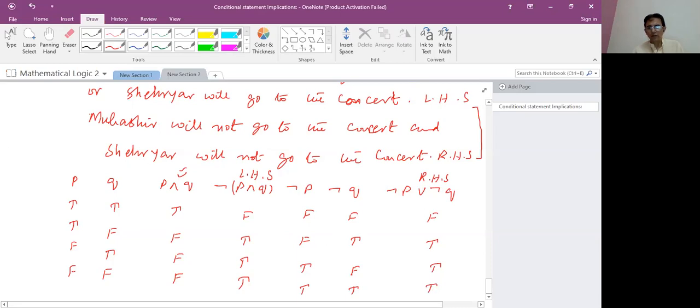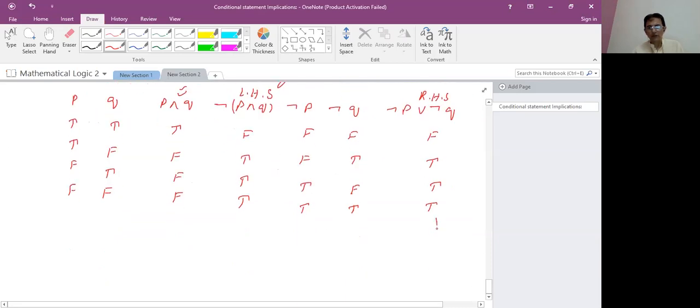So student, you can see that the left hand side equals the right hand side. It means negation of P and Q is logically equivalent to negation P or negation Q. It is the first De Morgan law.